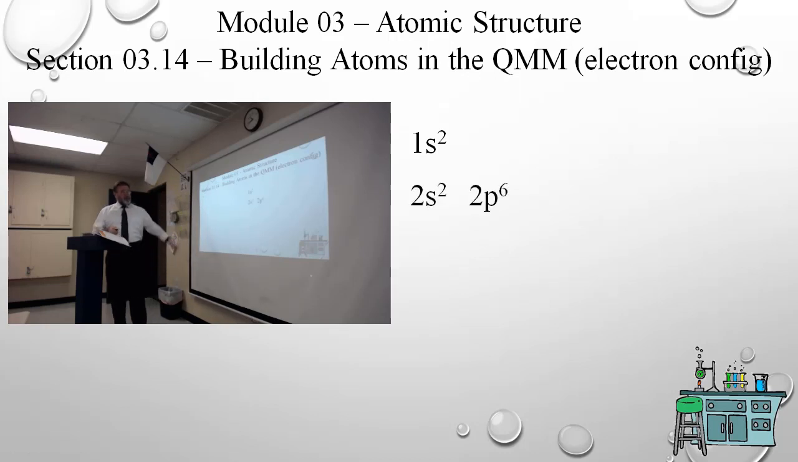The second energy level has a 2s orbital and three p orbitals. We don't say px, py, pz. We just say p6. So 2s2, 2p6. Do you see that that represents the location for 8 electrons? 6 in the p orbitals, 2 in the s orbital.